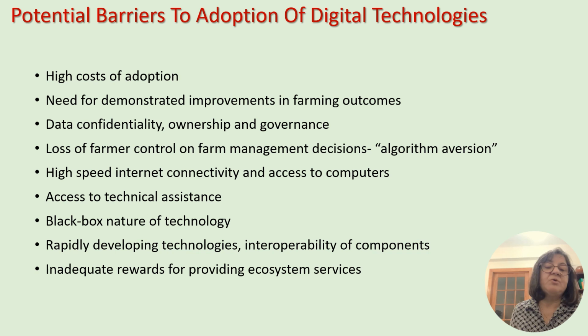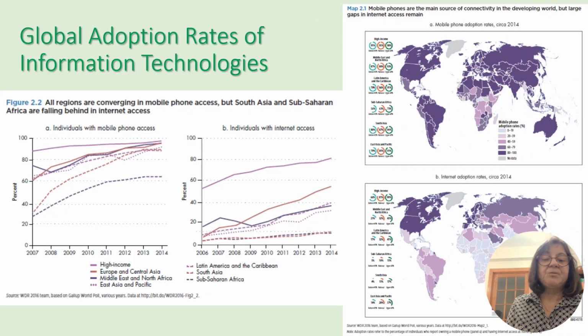Many farmers may view AI technology as a black box that they do not understand and therefore be reluctant to adopt. The rapid development of these technologies, potential for obsolescence, and how well different components may operate with existing equipment, as well as limited rewards for providing ecosystem services, can limit incentives to adopt sustainable practices.